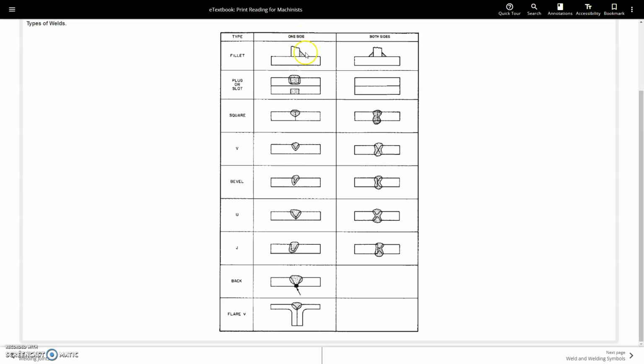So you've got the fillet, you've got plug or slot, you've got square, a V, bevel, a U, a J, a back, and a flare V.